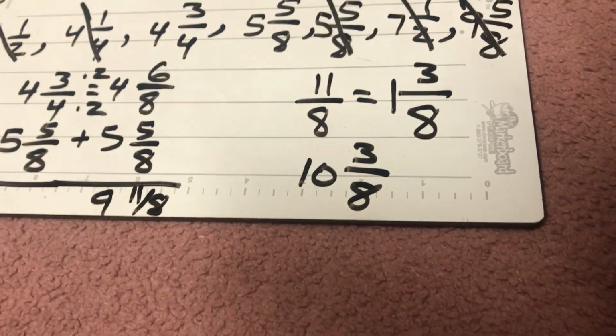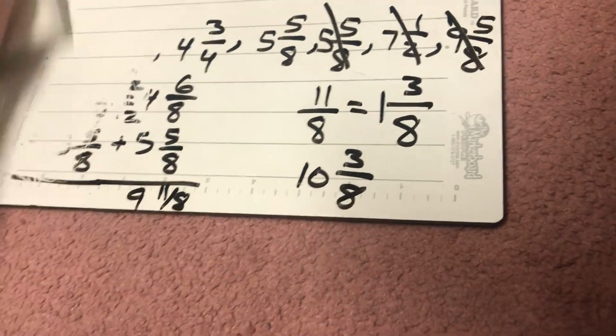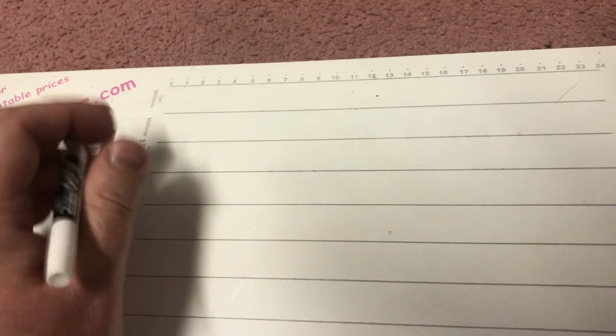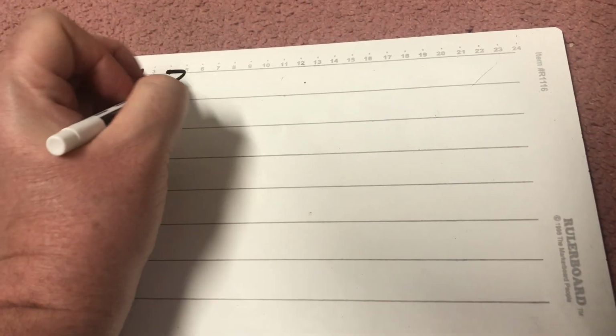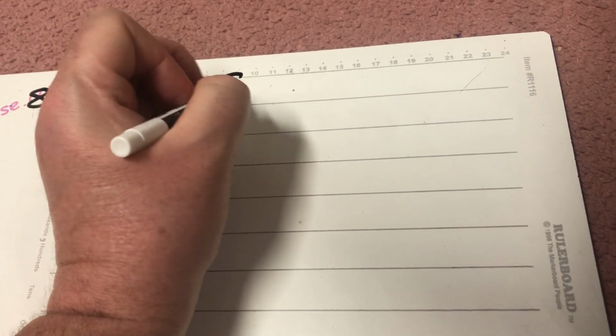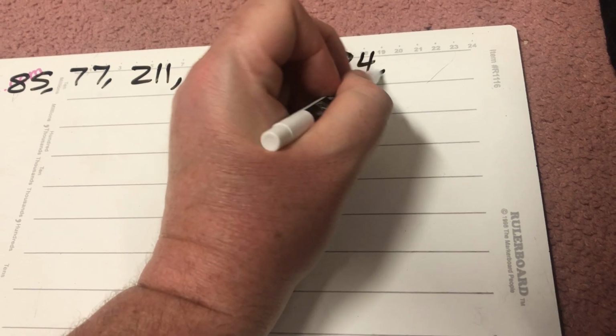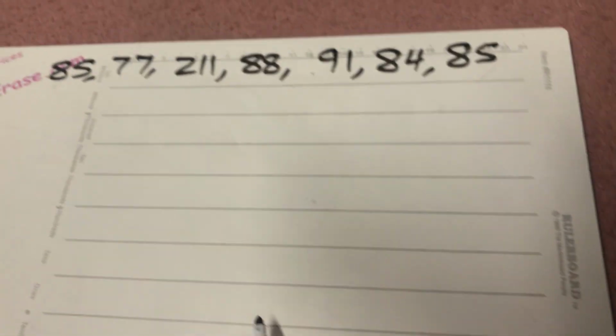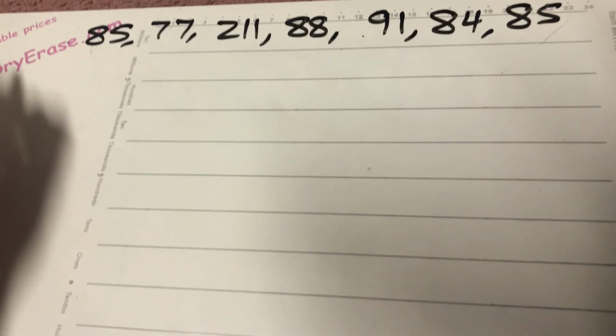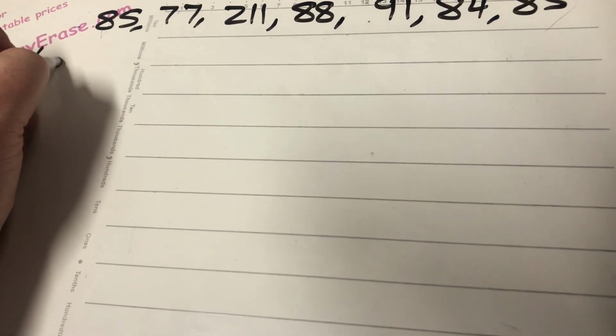All right, we're going to clear some space for one more example. This last example is going to take a little while too, so this is a little longer video. We're going to look at some numbers here. The numbers are going to be 85, 77, 211, 88, 91, 84, and 85. And we are going to find the mean with the outlier and without the outlier.